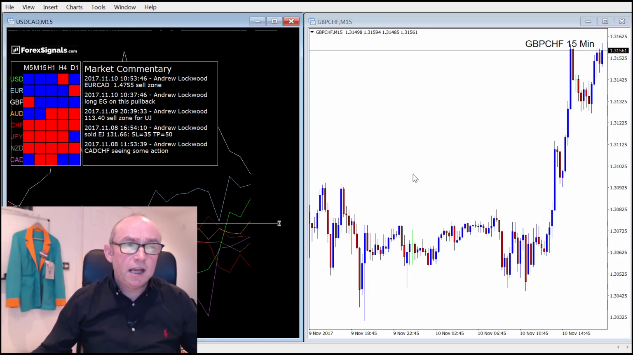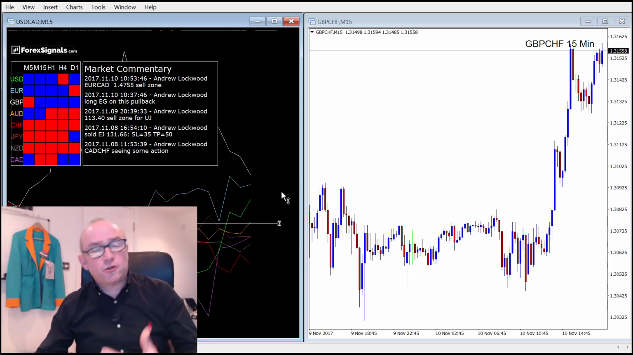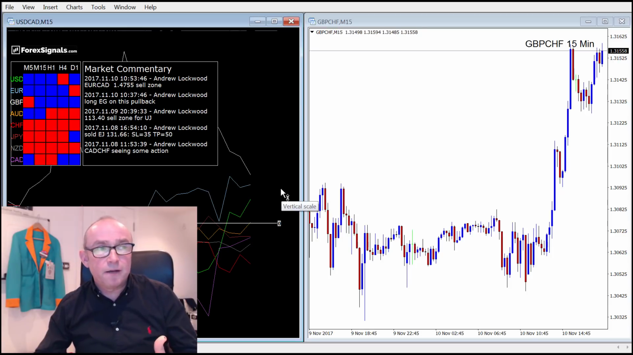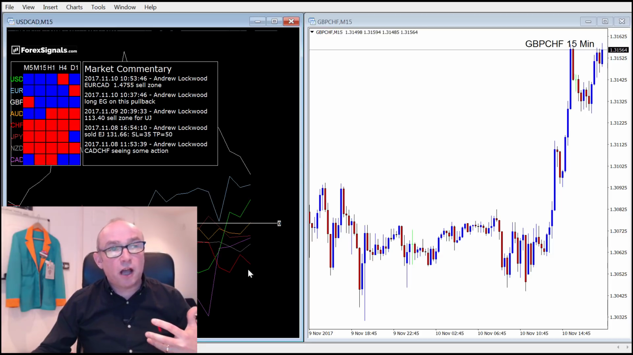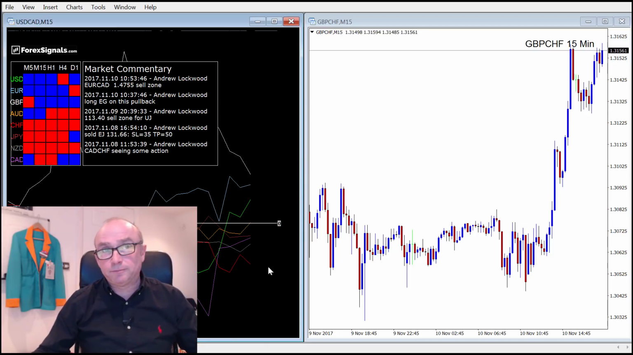Why would you want to be buying a currency that's strong and selling another strong currency against it? It doesn't make sense. Why would you want to be selling the Swiss franc and selling another currency that's also weak as well? It doesn't make sense. You want to be buying a currency that's strong, and you want to be selling one that's weak. Currencies that are diverging away from each other.